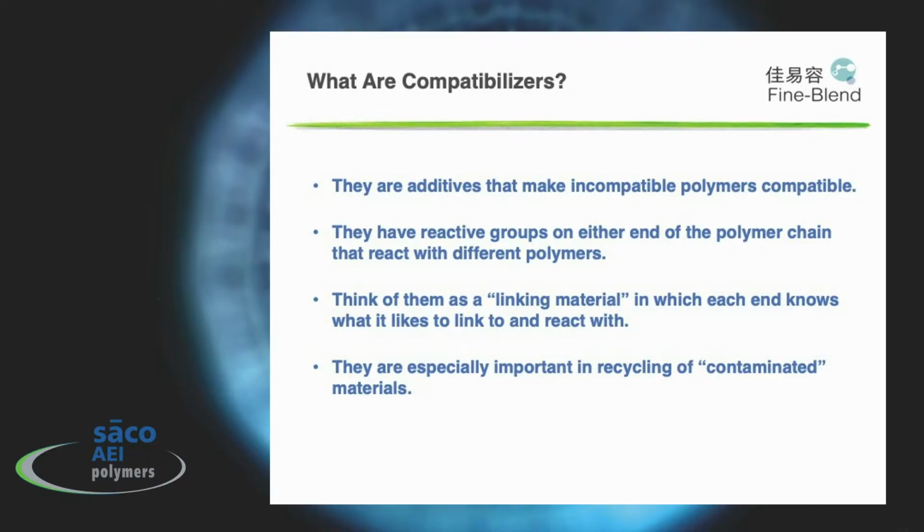They have reactive groups on either end of their polymer chain that react with different polymers differently. So think of them as a linking material in which each end knows what it likes to link to and react with. They are able to combine totally different polymer types to form new alloys and new blends. They're also especially important in recycling of contaminated materials, where you have materials that are considered a contaminant in the main component. You can actually react them to the chains.